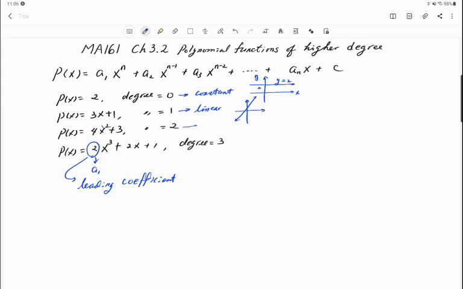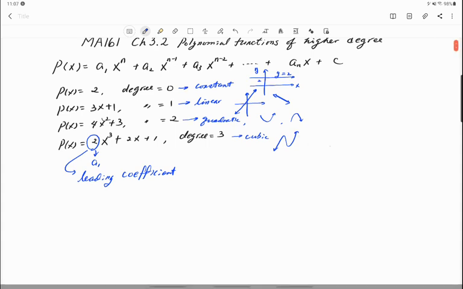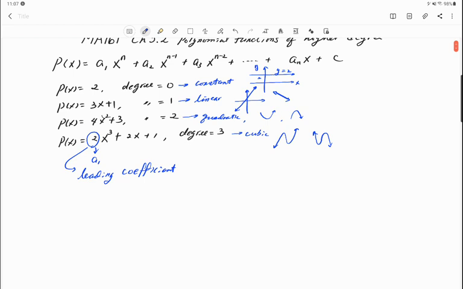Okay, and then if this is a quadratic, then the graph is concave up or concave down, right? For the linear, the right end may go up or the right end may go down. And then for the cubic function, the graph looks like this, or if the right end goes down, then it looks like this. So as the degree increases, it looks like this.